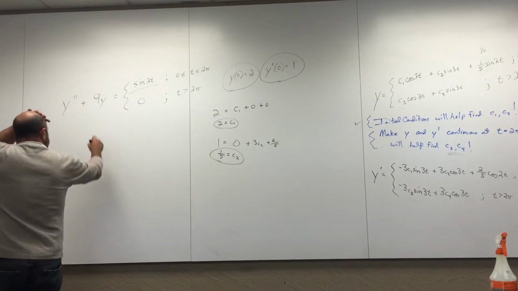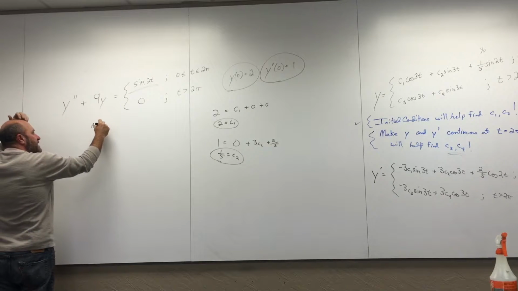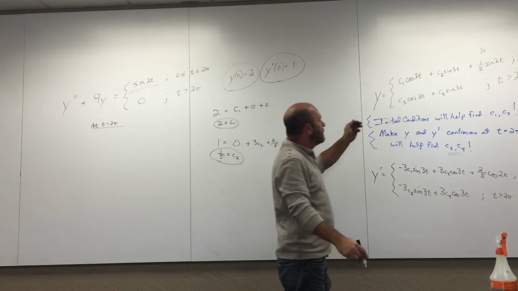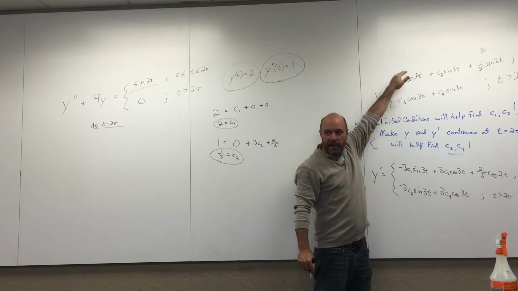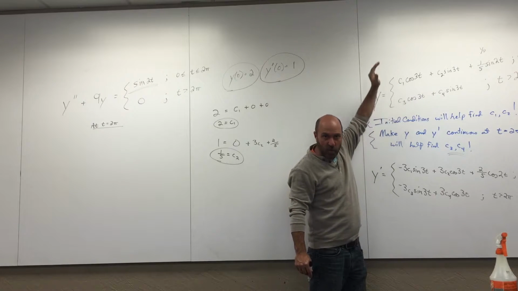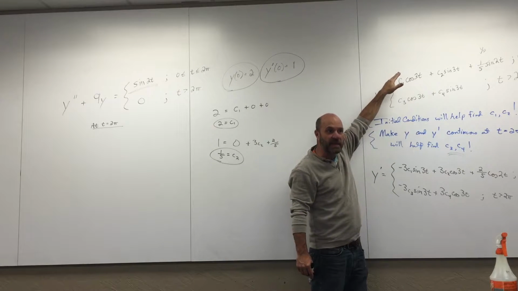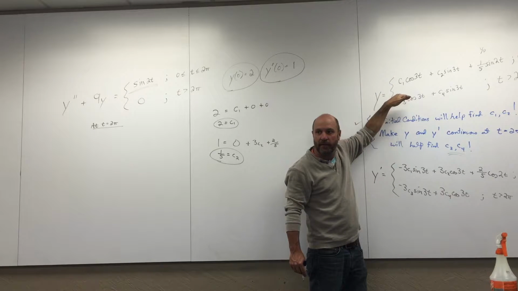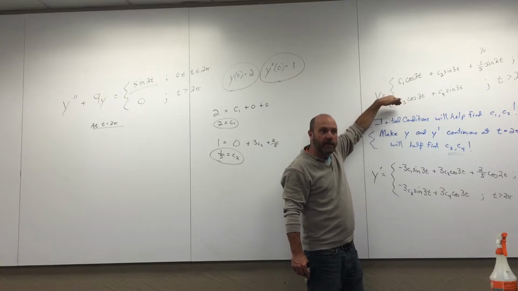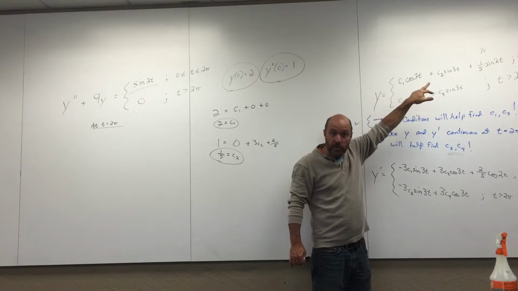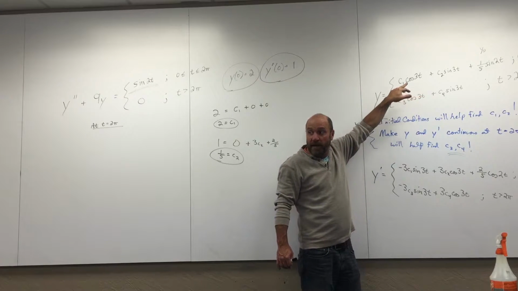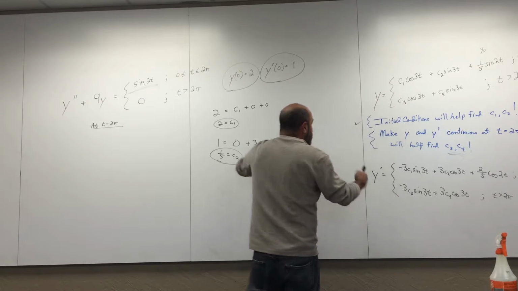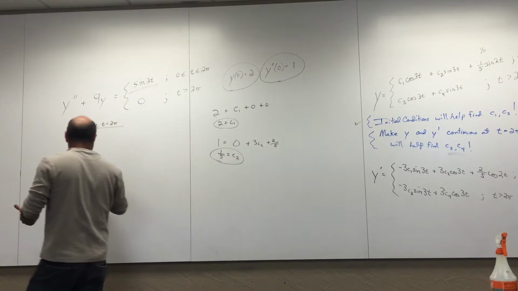That means at t equals 2 pi, I'm plugging that in here and equating that. I want y to be continuous. So at 2 pi, I'm equating that to that. Okay, and I already know C1 and C2. Somehow maybe that'll help me find C3, but I'm equating that to that at 2 pi. That's making y be continuous.